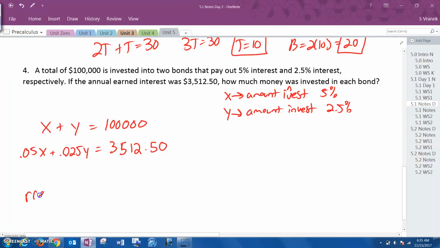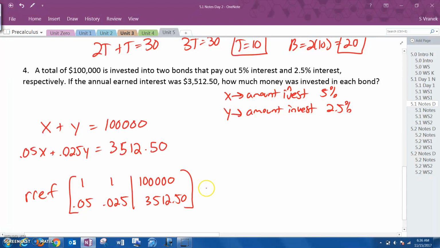So I'm going to RREF. I don't even know if that's a thing, saying it that way, but it sounds good. We're going to do this for this one. Write out our augmented matrix. Okay, and then you are going to get an answer. And you should get 40,500 on top and 59,500 on bottom.